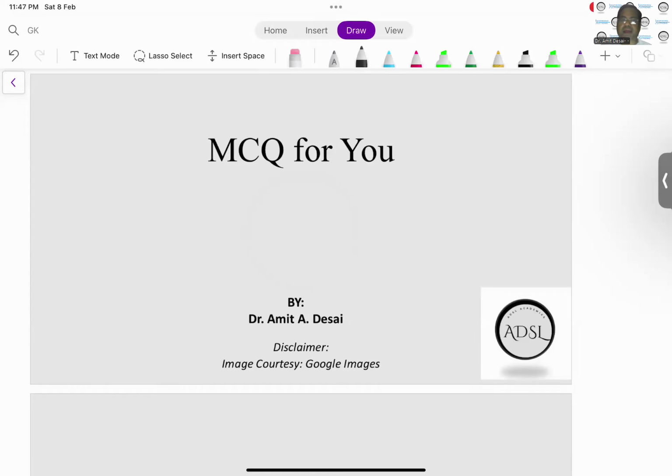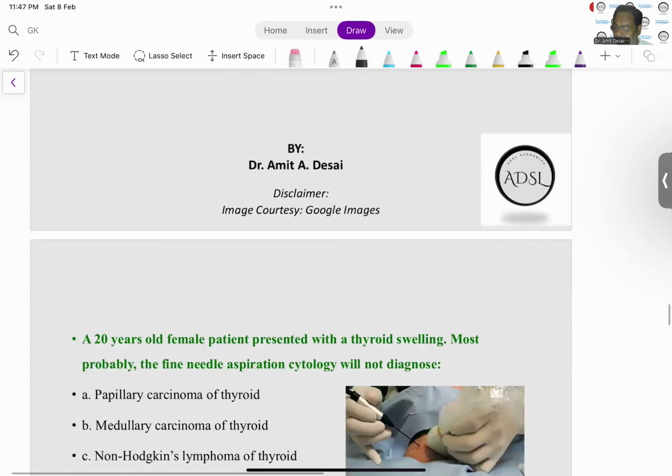I'm a surgeon and I take lectures for FMGE as well as for NEET PG, mainly in surgery, but also in anatomy and physiology at times. So let us get to the next MCQ in our series, MCQ for you. All right. Let us see what the question is.